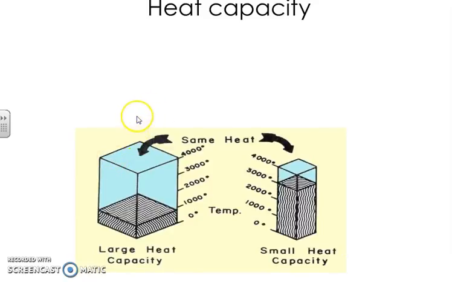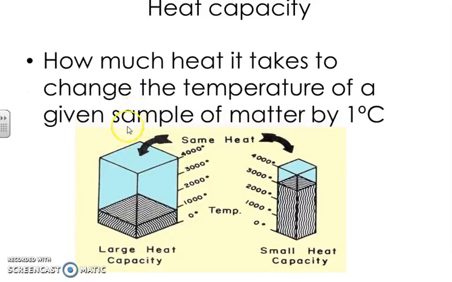Heat capacity. Heat capacity is how much heat it takes to change the temperature of an object by 1 degree Celsius. And just as an example, if we had a 5-gallon bucket of water, or a 50 milliliter beaker of water, it's going to take more energy in the form of heat to change the temperature of the bucket of water than it would to change the smaller beaker full of water. And so more heat required because we have more matter.